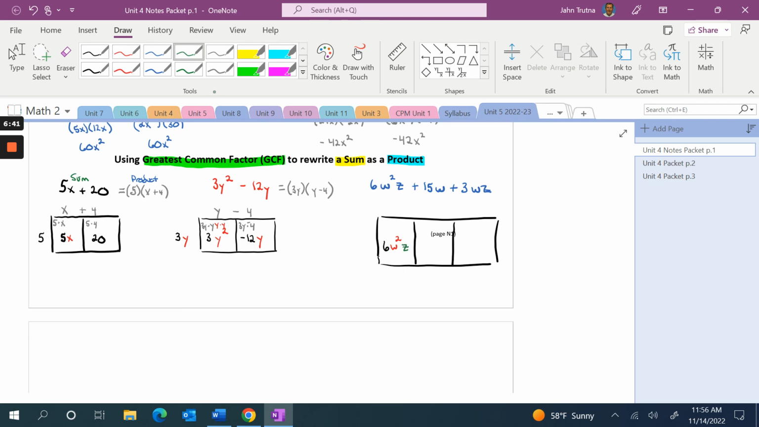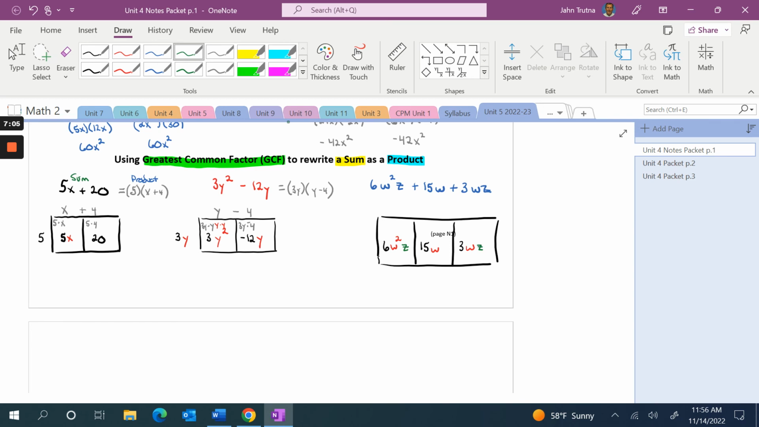Okay, my second rectangle, 15w. So I have my number is 15. I have a variable of w, color coding so you can see what's going on. And in my last rectangle, I have a 3, a w, and a z. Okay, so now let's use the greatest common factor.